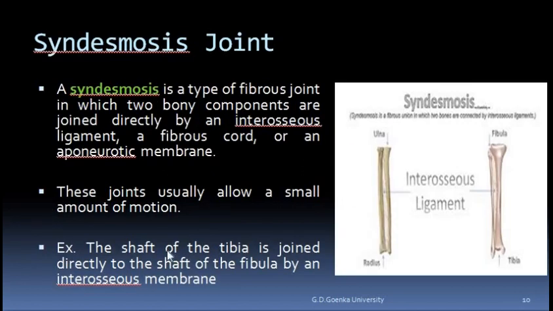A syndesmosis is a type of fibrous joint in which two bony components are joined directly by an interosseous ligament, a fibrous cord, or an aponeurotic membrane. These joints usually allow a small amount of motion. An example is between the shafts of the tibia and fibula, and the shafts of the ulna and radius. In between these two bones, you can see the ligament which is present here. This is the interosseous ligament, and these are examples of the syndesmosis joint.